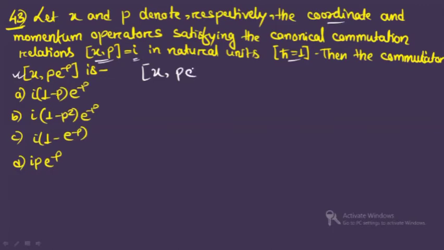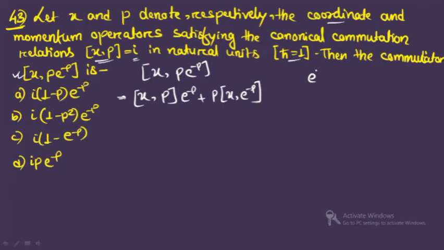So what you are asked to find is the commutator of XP with e to the power minus P, which can be written as [X, P e to the power minus P] plus, again, you can write here [P X, e to the power minus P].